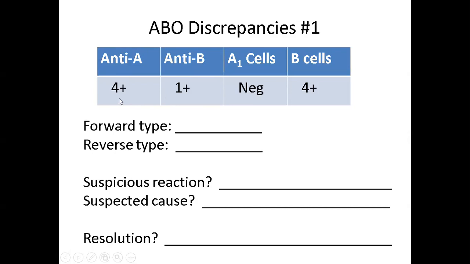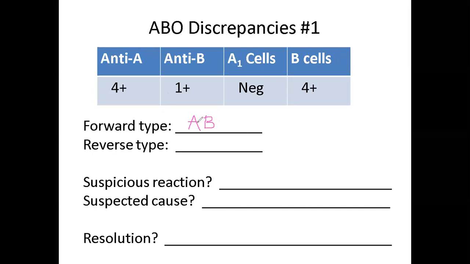What we can see here is a very strong reaction with anti-A, which means it looks like they have the A antigen, and then a weaker reaction with anti-B, which looks like they have the B antigen as well. So if we're solely looking at forward typing, this person looks like type AB with forward typing. Bear with me as I write. Okay, so let's now go to the reverse typing.